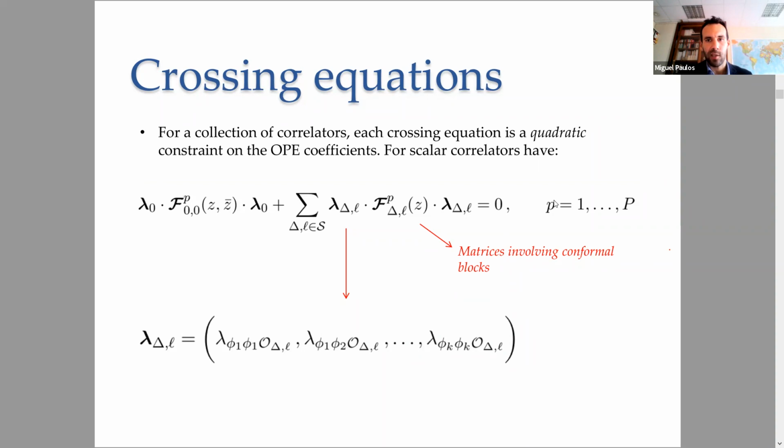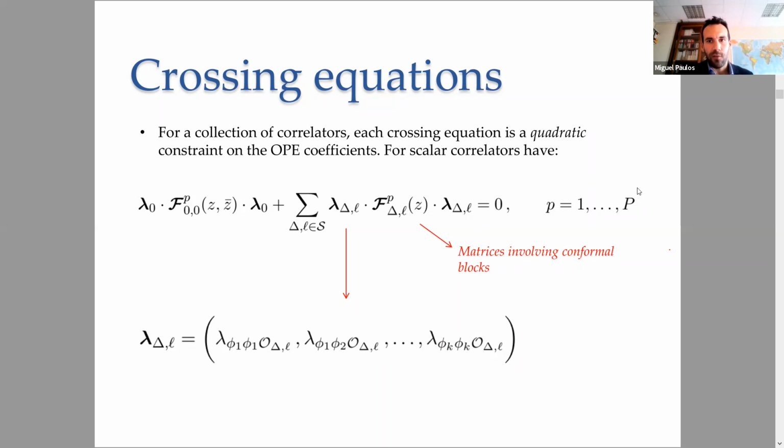Okay, there are several matrices labeled by this index P. The matrices know about the quantum numbers of the exchanged operator, which again only depends on scaling dimension and spin. And so this vector of OPE coefficients tells you how a given exchanged operator couples to all the external states. Okay.